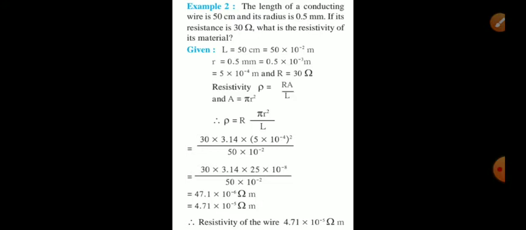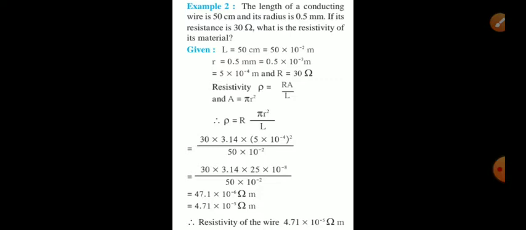The length of a conducting wire is 50 centimeter and its radius is 0.5 millimeter. If its resistance is 30 ohm, what is the resistivity of its material? So here we have to find the resistivity. The length is given, which is 50 centimeter. First we need to convert that centimeter into meter, so we multiply by 10 raised to minus 2. So the length will be 50 into 10 raised to minus 2 meter.